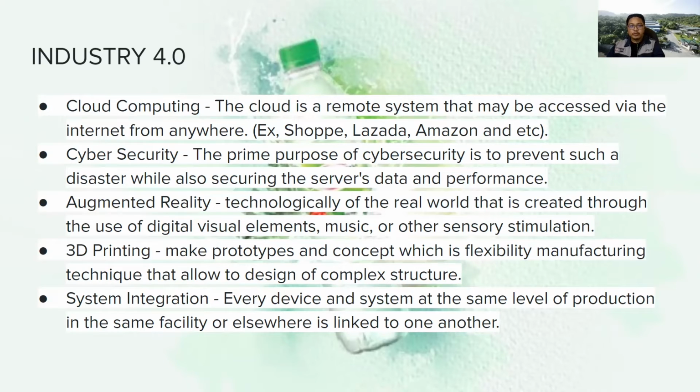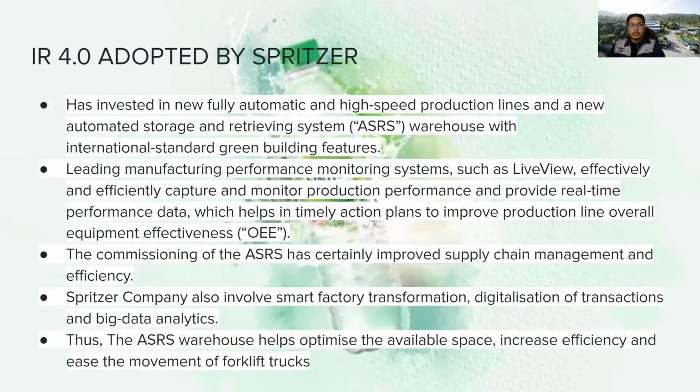or other sensory stimulation. 3D printing makes prototypes and concepts, which is flexibility in manufacturing technique that allows designing a complex structure, which is nearly like conventional manufacturing. System integration. Every device and system at the same level of production in the same facility or elsewhere is linked to one another, which means even though they are separated, they are using the same system.